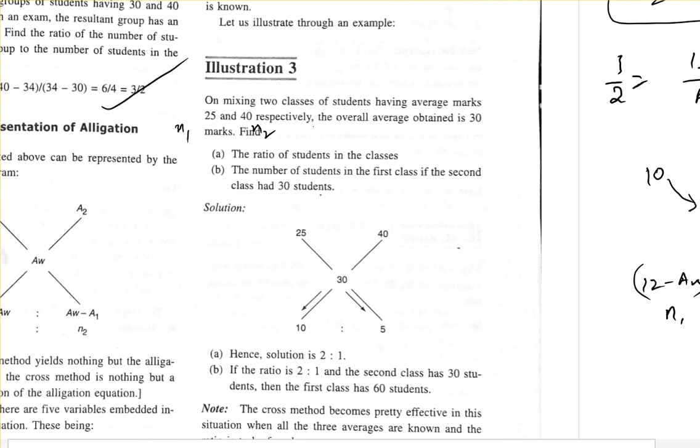So it depends on the ratio of the number of students. What will be the average? 30 is the average. The ratio obtained is 10 is to 5, that is 2 is to 1. So the number of students is in the ratio 2 is to 1, that is the answer of the first question. Now they are asking the number of students in the first class if the second class has 30. So 2 is to 1 is what is to 30? Obviously 60. So 60 is the answer.